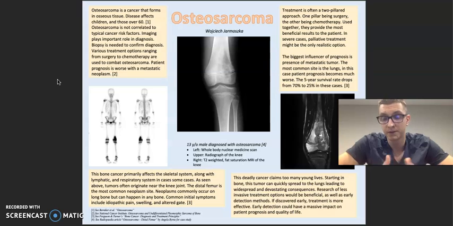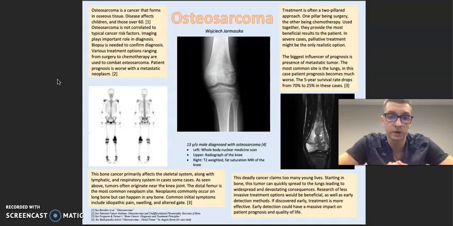So the best thing for this disease would be early diagnosis and intervention with an aggressive treatment plan, which would include surgical resection as a must, and chemotherapy is another must. Using just one or the other isn't going to necessarily take care of this disease. You really have to use both.